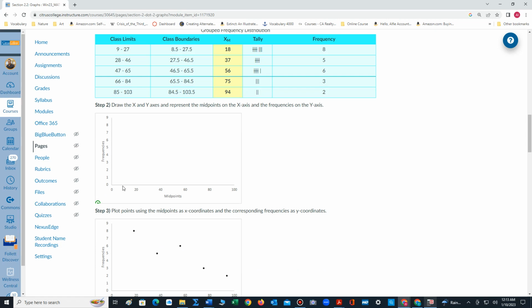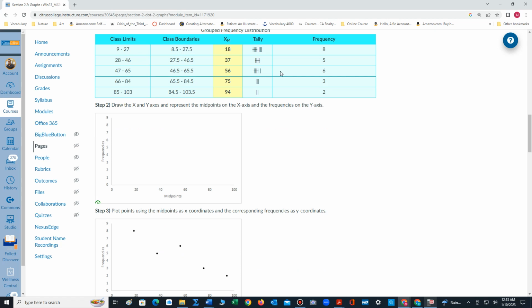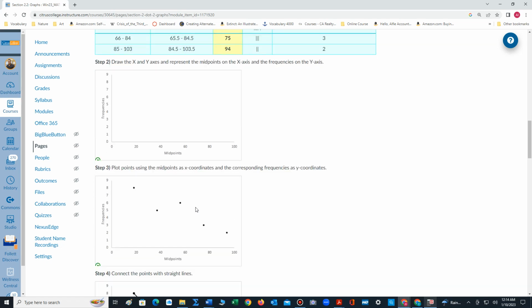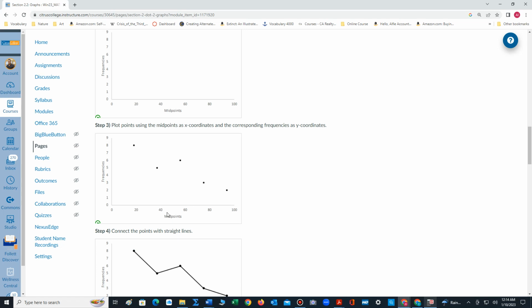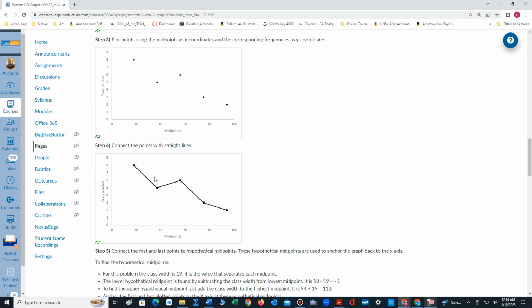So next, we place all the midpoints on the x-axis, frequencies on the y-axis. We plot our points. At 18, we go up 8. So 18 is about here. Go up 8. At 37, go up 5. 56, go up 6. 75, go up 3. 94, go up 2. And then we next connect all the plotted points with straight lines.